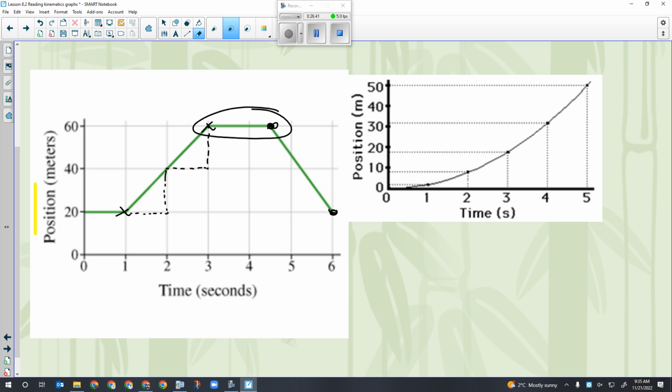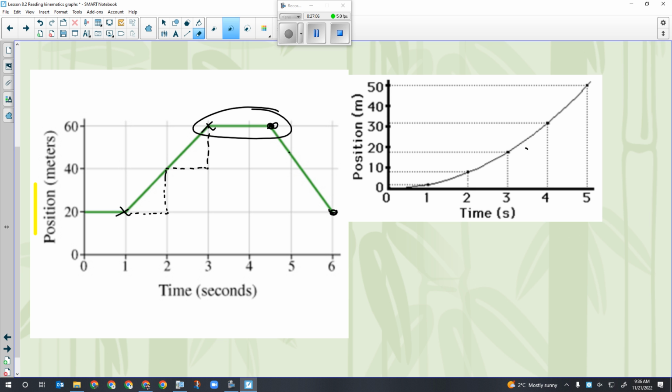Is it accelerating or going at a constant velocity? Constant velocity. It's constant velocity. The line's straight. That means its rate of change stays the same. Okay? The graph on the right, that's showing an accelerating object. Okay? This is showing an object traveling at a constant velocity backwards.